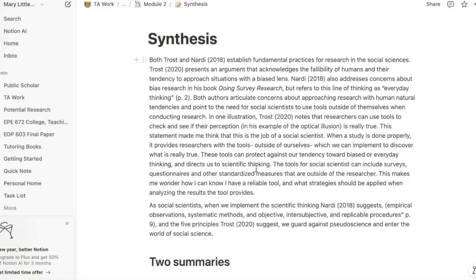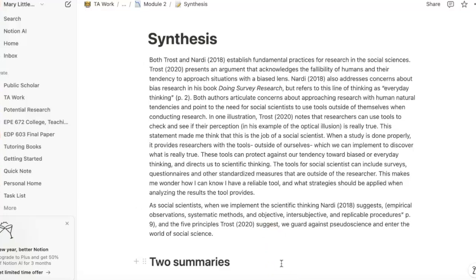So now I've moved from summarizing to comparing or contrasting the authors, and now I'm going into my own thinking and how I would interpret this and build on my own ideas. So I'll keep reading. Okay, these tools can protect against our tendency towards biased or everyday thinking and direct us to scientific thinking. The tools for social scientists can include surveys, questionnaires, and other standardized measures that are outside of the researcher. This makes me wonder how I can know I have a reliable tool and what strategies should be applied when analyzing the results the tool provides.